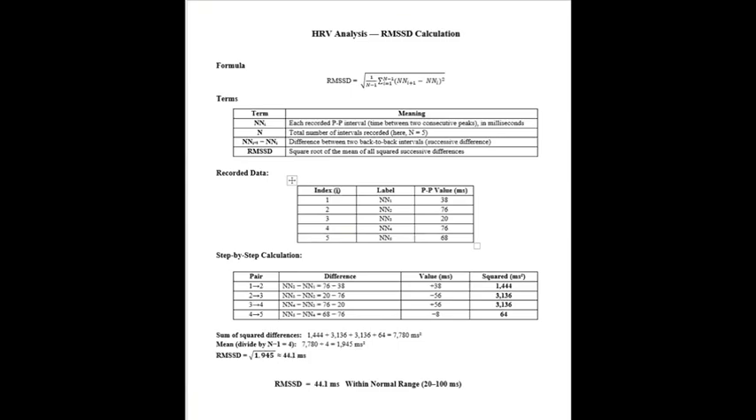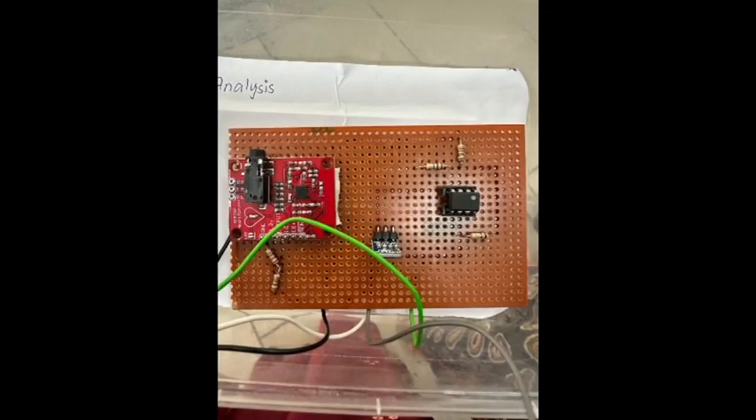We got 5 RR time intervals, and these were the calculations using the above formula. The result came out to be 44.1 milliseconds, which was within the normal range of about 20 to 100 milliseconds. Again, this project is only for educational purposes and not for any clinical diagnosis. For final submission, the project was converted onto Vero board and soldered, and this was our semester project for our electronics course without using any kind of microcontrollers. So hope you found it helpful.